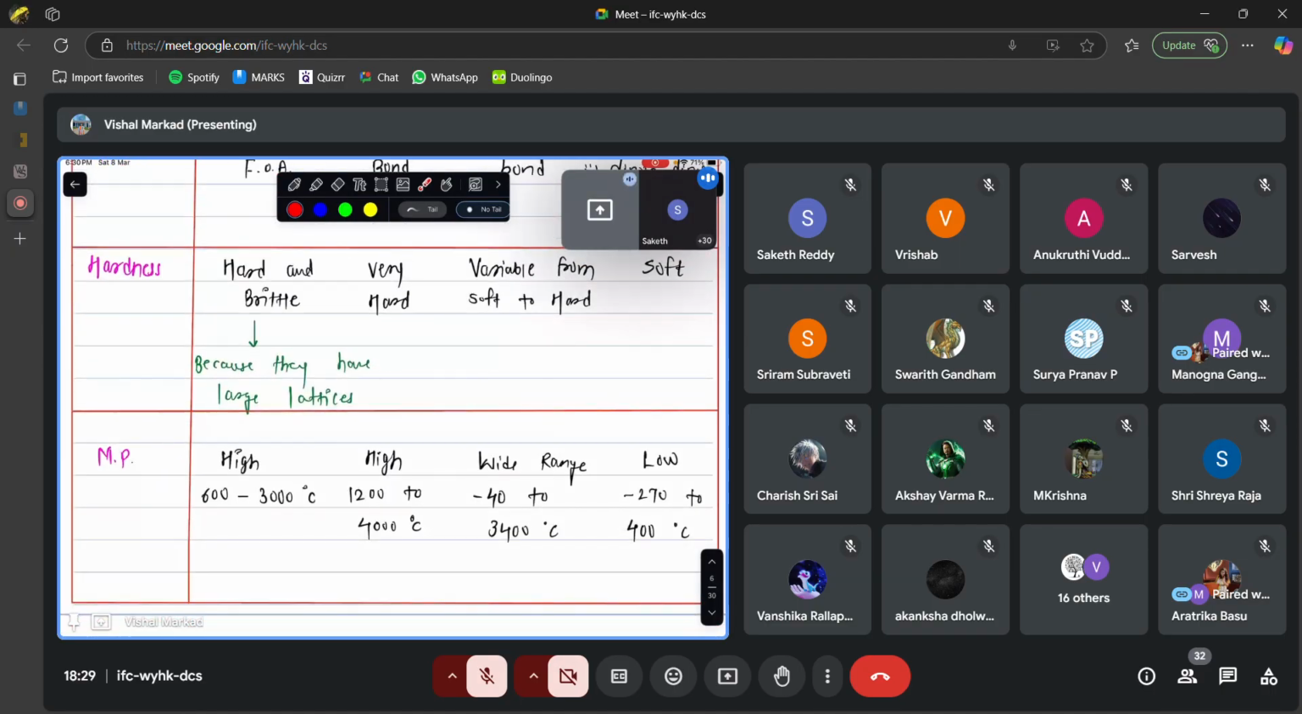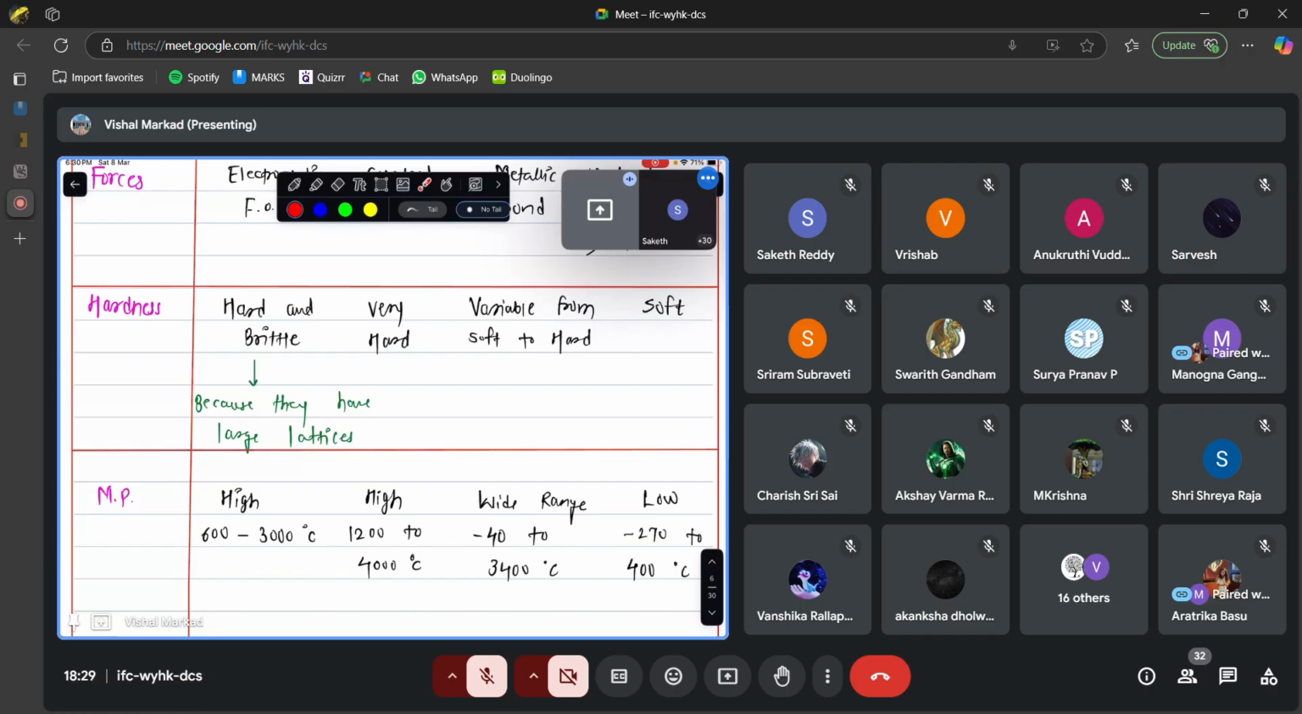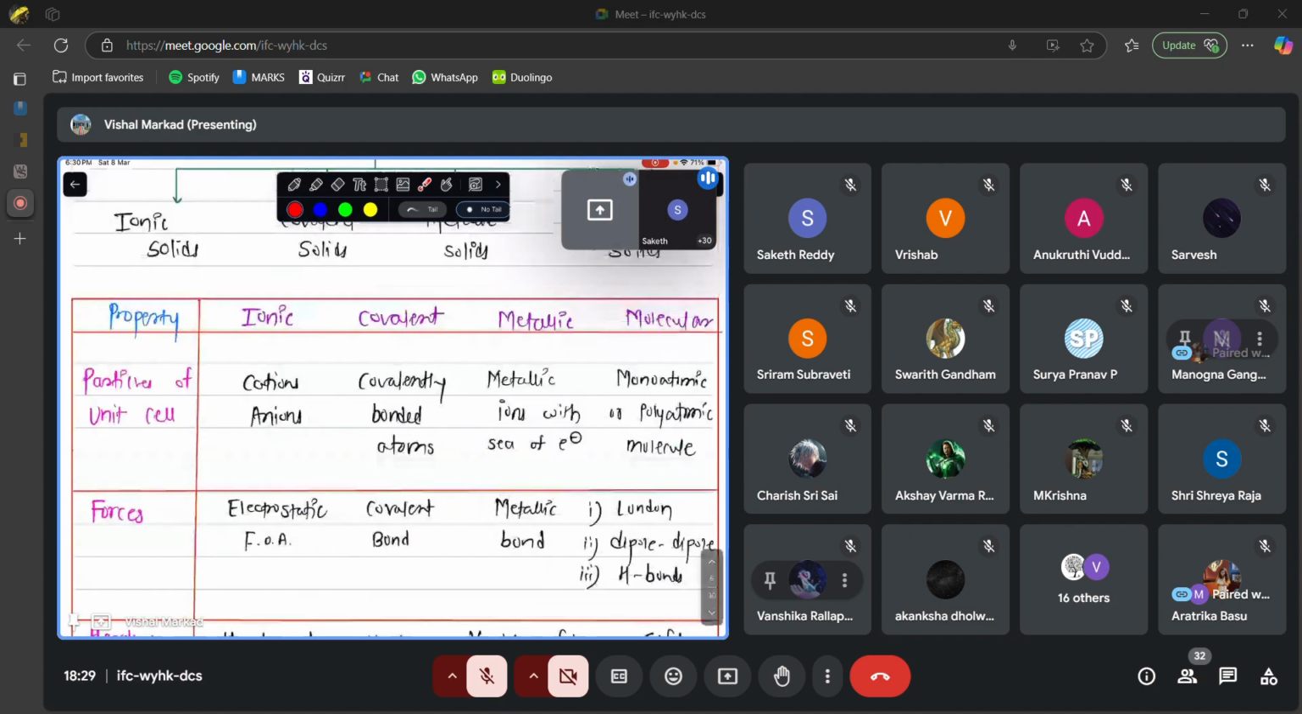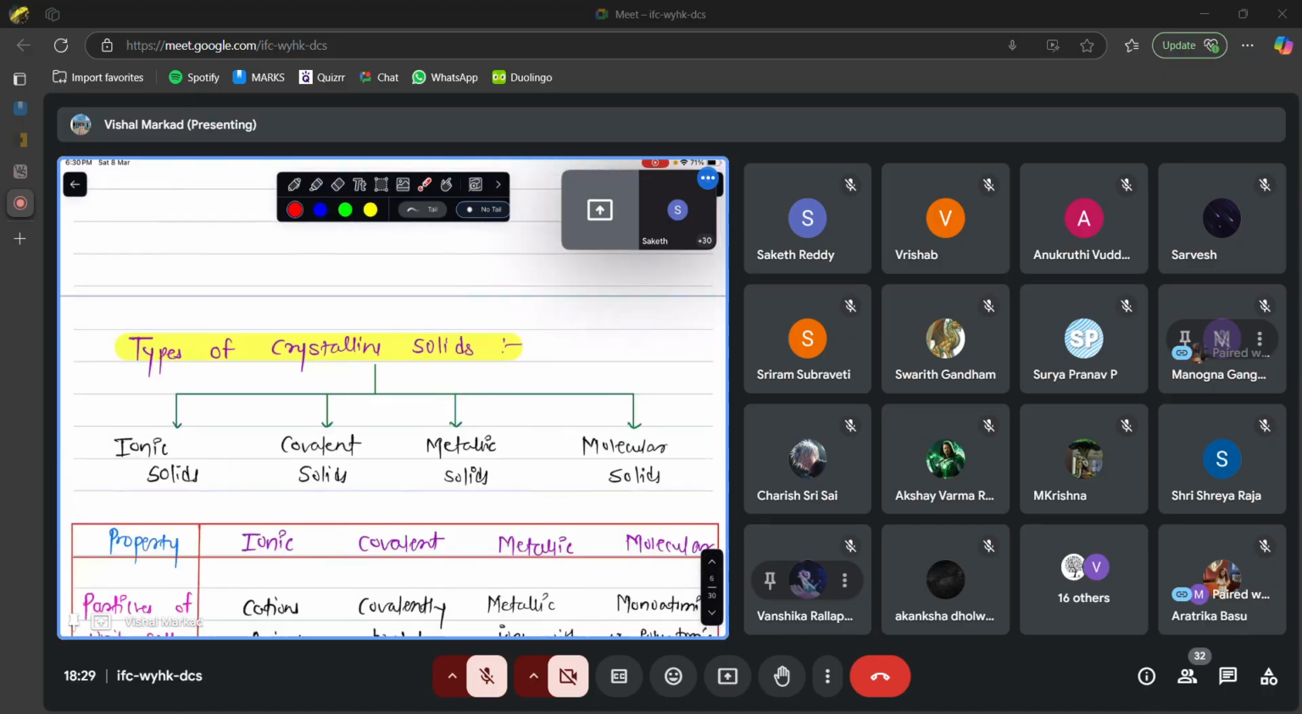Clear? And this melting point also you can see. For ionic, it is almost from 600 to 3000. In case of covalent, it is 12000 to 4000. So who has the higher one? Here also a wide range is there, almost up to 3400 in case of metallic solids. Okay.